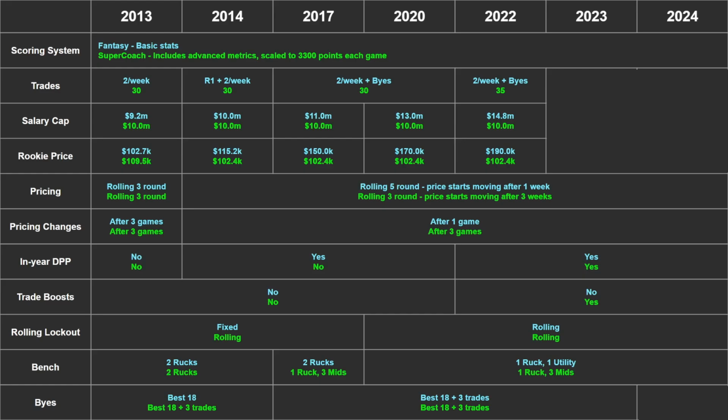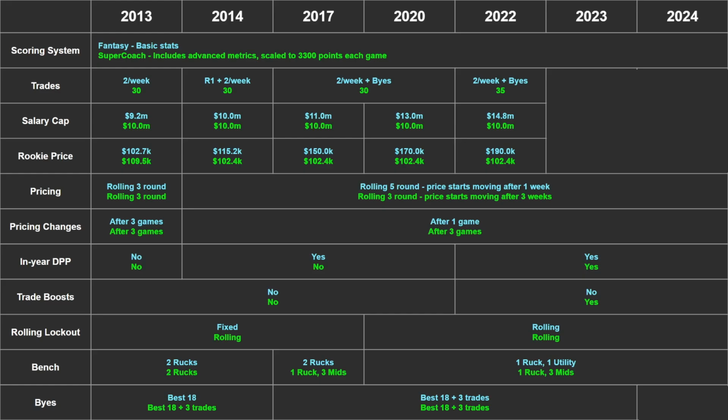SuperCoach also added in-year DPP, so matched what fantasy had, and then it introduced trade boosts, which was a new concept. So at 5 certain weeks throughout the year, well, not at certain weeks, but any 5 weeks you choose, you could activate a trade boost and you would get +1 trades for that week. So for example, in round 4, I could activate a trade boost and have 3 trades instead of 2. And in buys, you could activate it and actually go to 4 trades instead of 3 if you really wanted to as well.